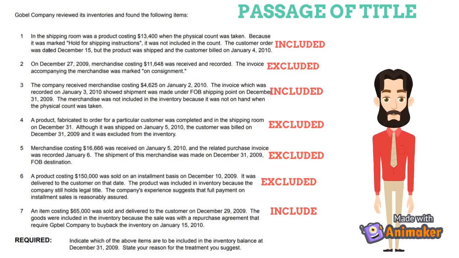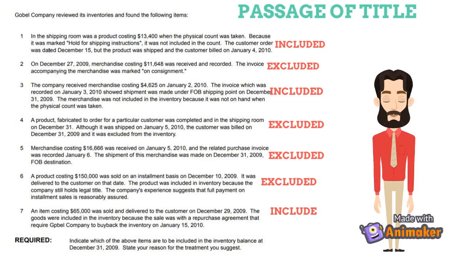6. A product costing $150,000 was sold on an installment basis on December 10, 2009. It was delivered to the customer on that date. The product was included in inventory because the company still holds legal title. The company's experience suggests that full payment on installment sales is reasonably assured. Excluded. The sale is recognized even though legal title has not passed.